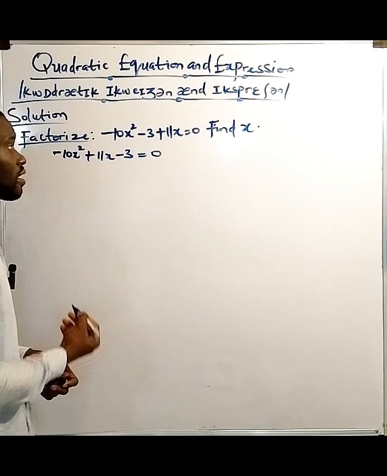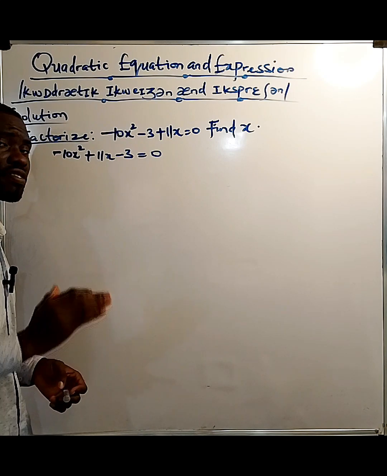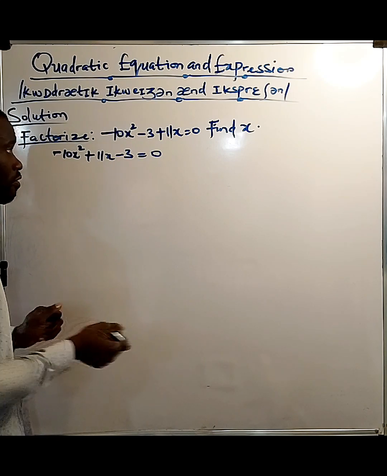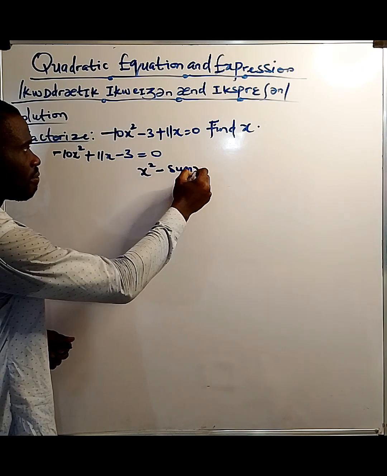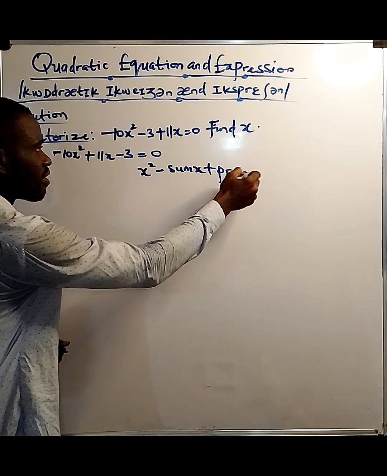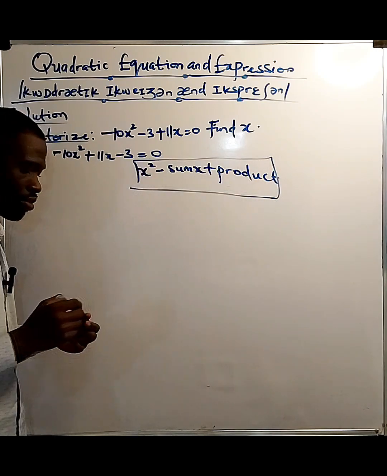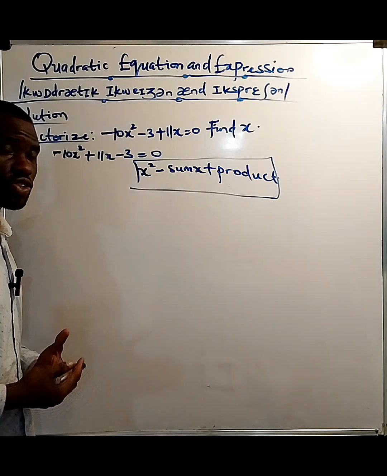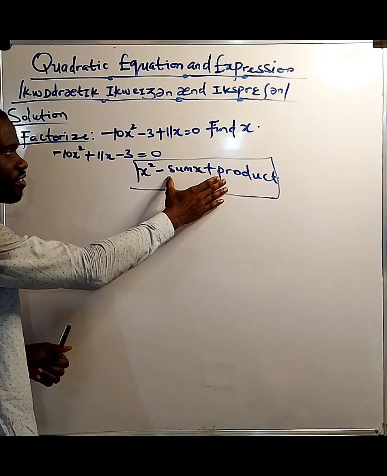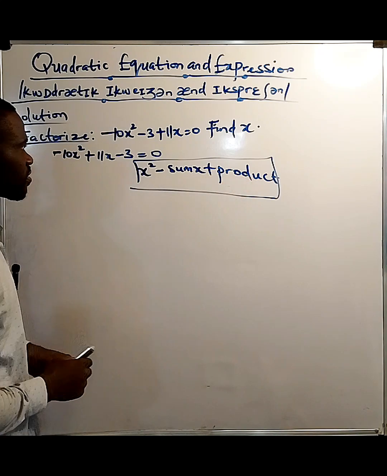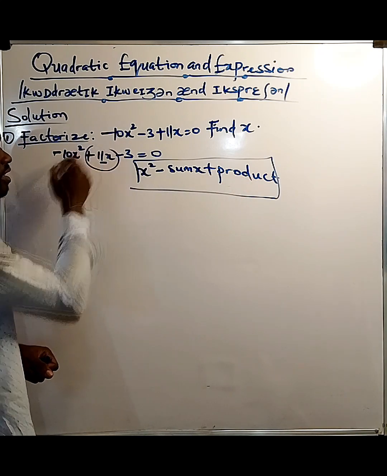Now, don't forget that whenever we want to use the factorization method, because we are asked to factorize, there is a major formula that was derived the other time: x squared minus sum x plus product. This is what we use to factorize. Whenever we are asked to solve a quadratic equation using a factorization method, we have to deploy this. This is very important. x squared minus sum x plus product. So when we look at this, the sum x is the value we have at the middle.